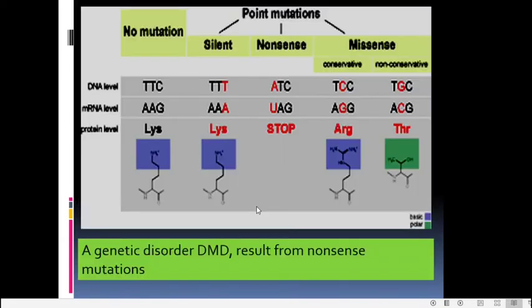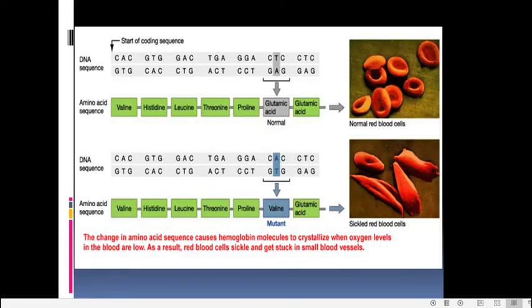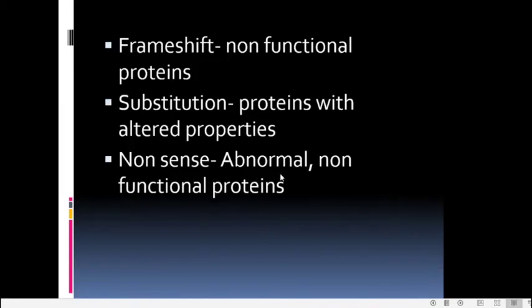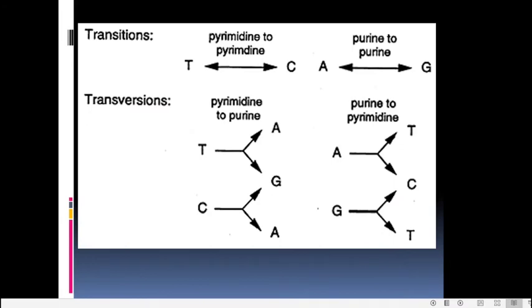So when we take the case of sickle cell anemia, we can see that GAG has been mutated to GTG. That means A has been replaced by T. A is a purine, T is a pyrimidine. And this is an example of a transversion, because a purine has been changed to a pyrimidine, or a pyrimidine has been replaced by a purine. So these are the different types of point mutations or gene mutations.